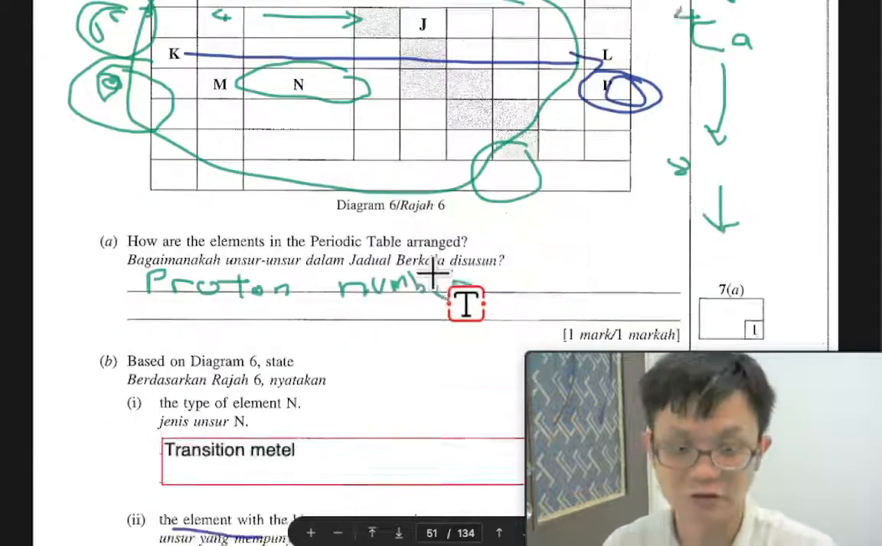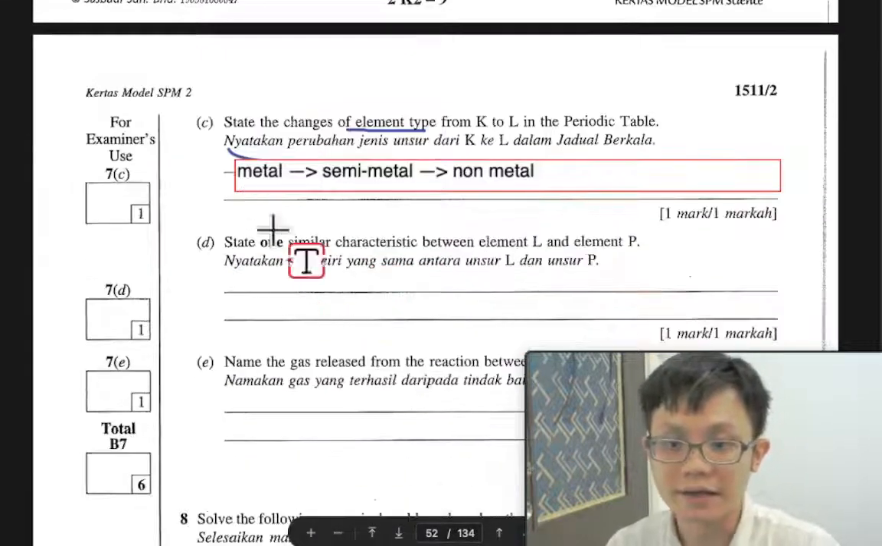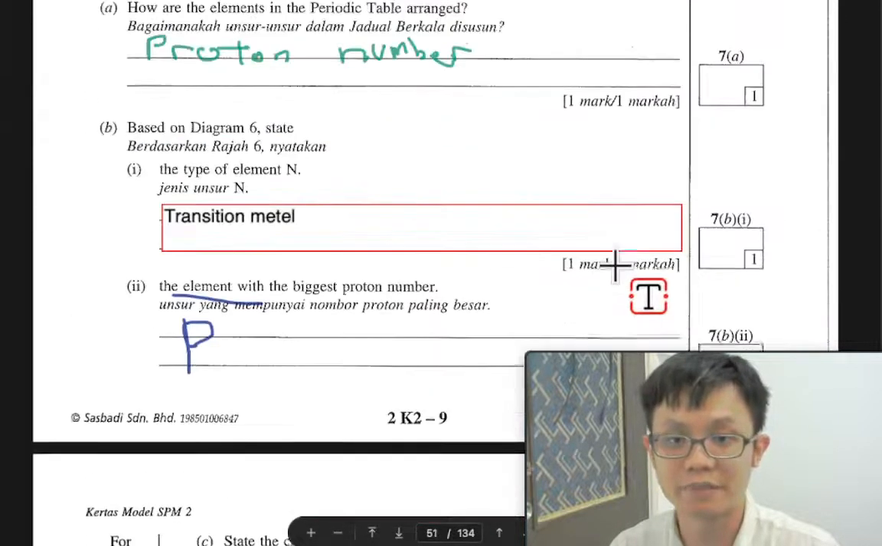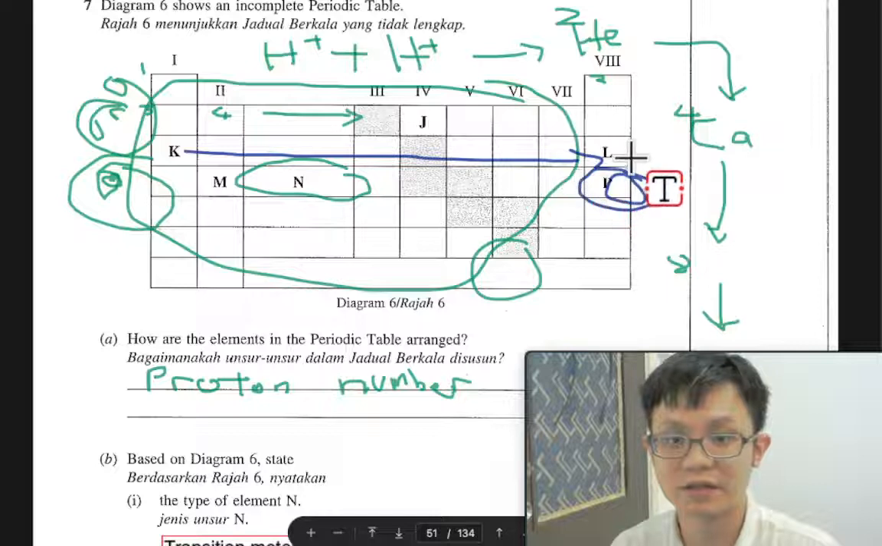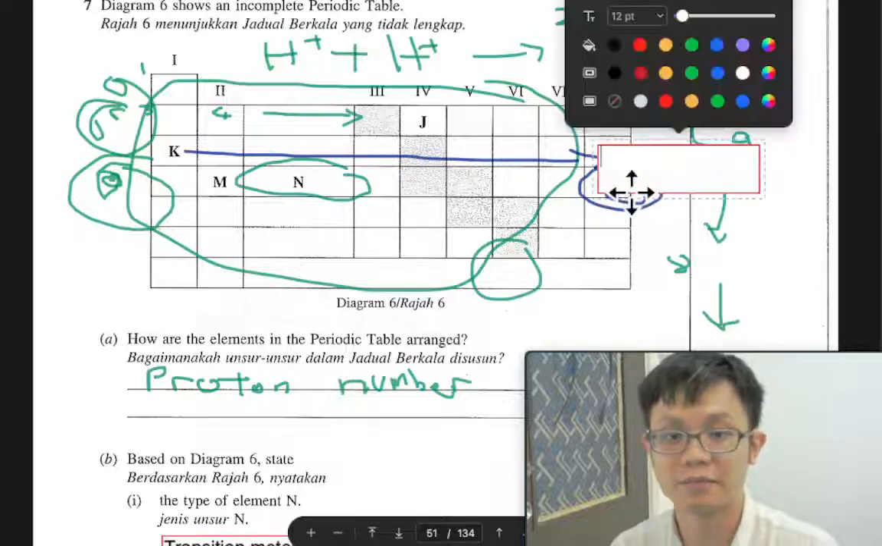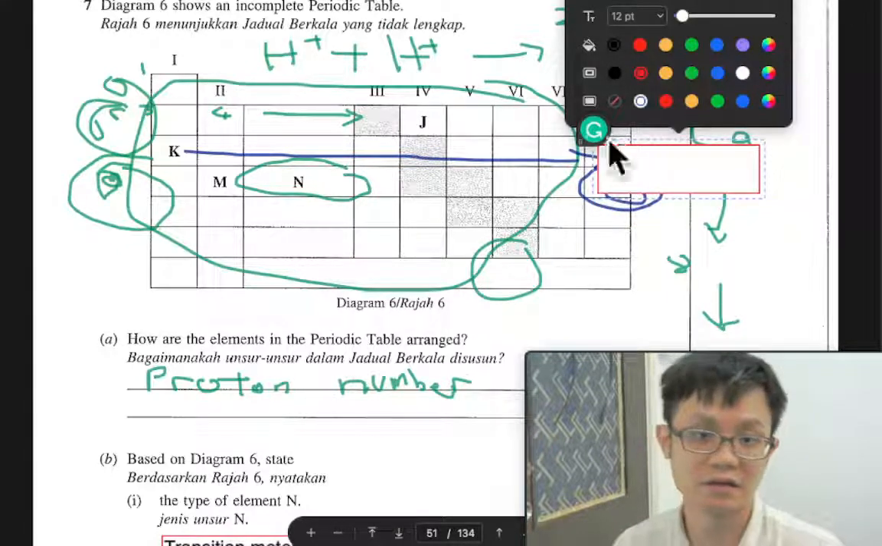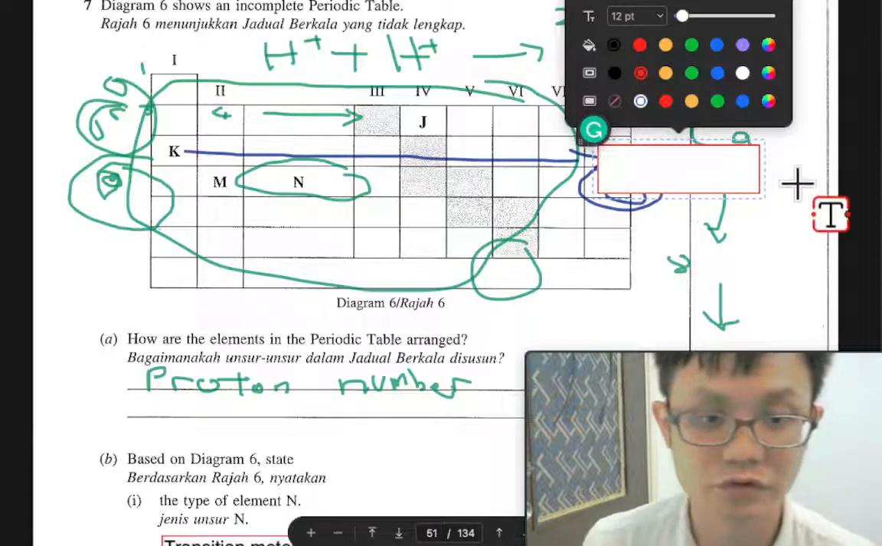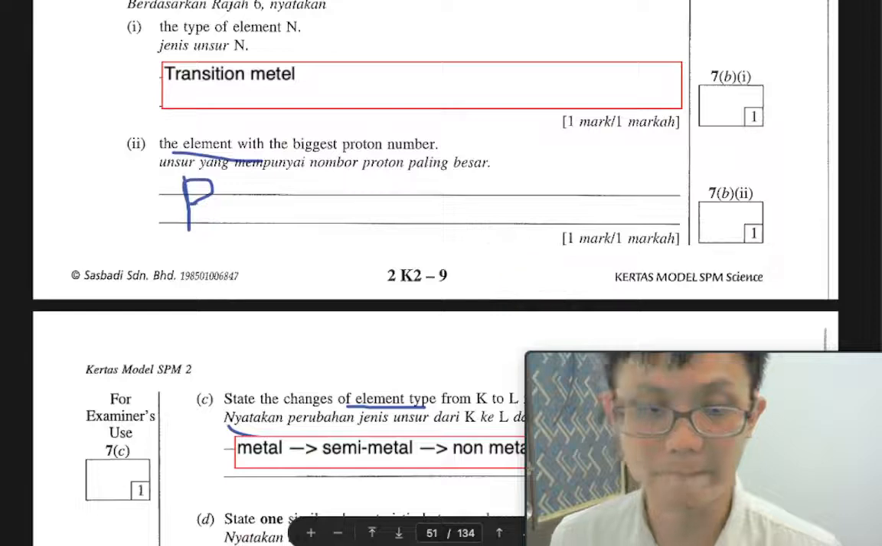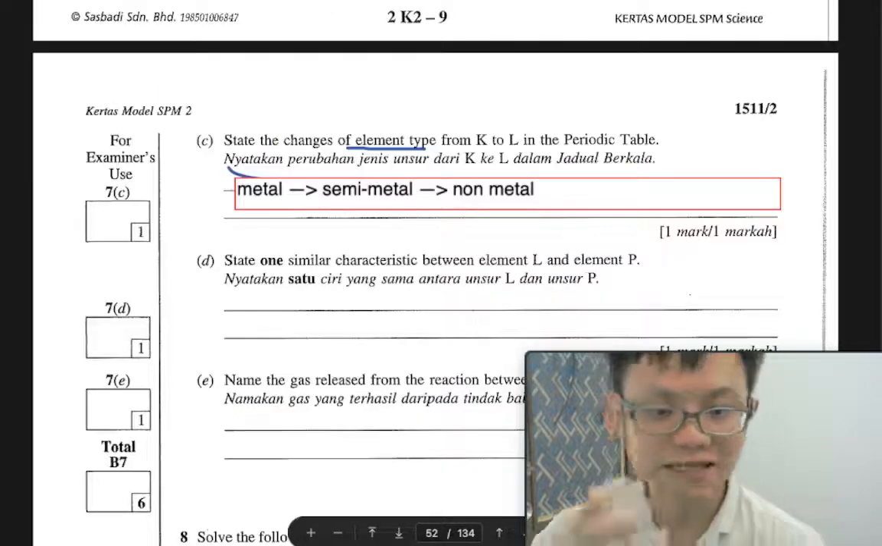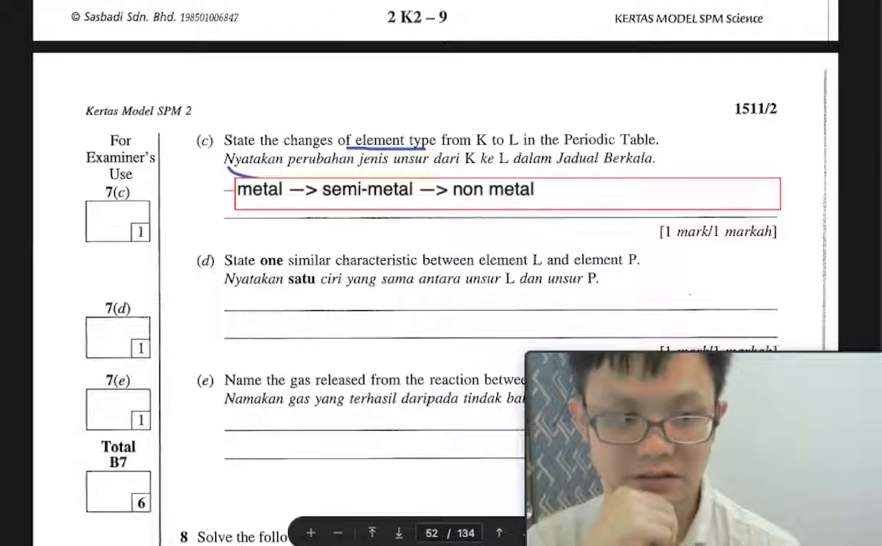Okay, state one similar characteristic between L and P. What is the similar characteristic between L and P? L and P are in what group already? Noble gas group. So what are the similarities? What is the characteristic of noble gas?